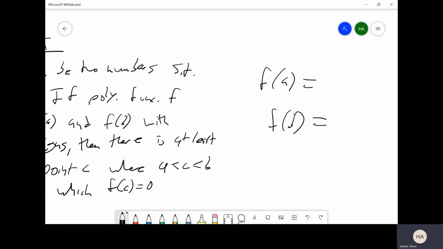Let's call this output 1. So I'm just going to say we'll call this n, and we'll call this m. Okay, so the output of f of a gives us n, and when we plug b into f, we get m out, right? So we get two different numbers.